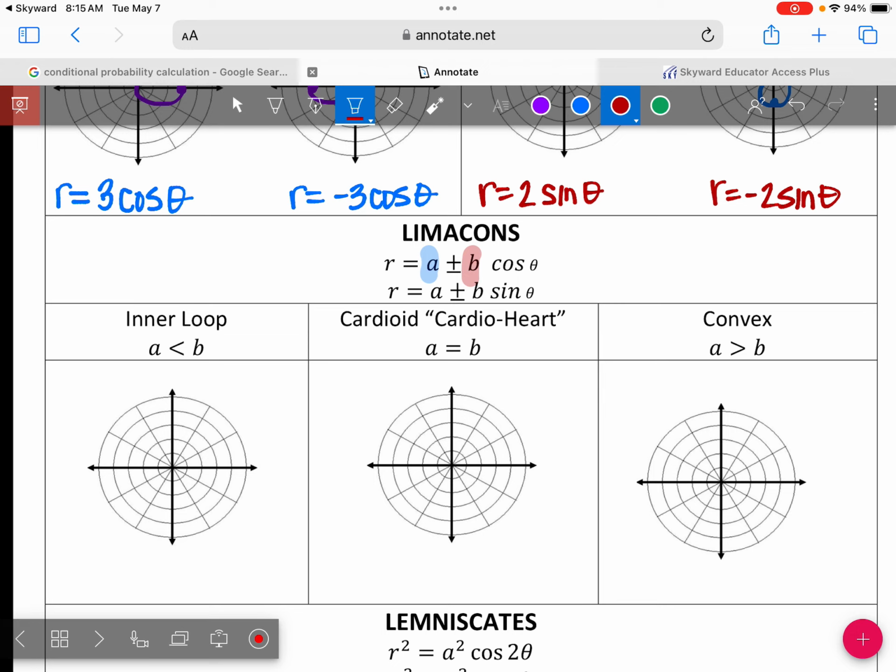Okay, so for the first one, for example, let's say we have, oh wait, let me go back. r equals, I always start with r equals 3 plus 4 cosine theta. Now, because this first number is smaller, it is going to create a graph that has an inner loop.